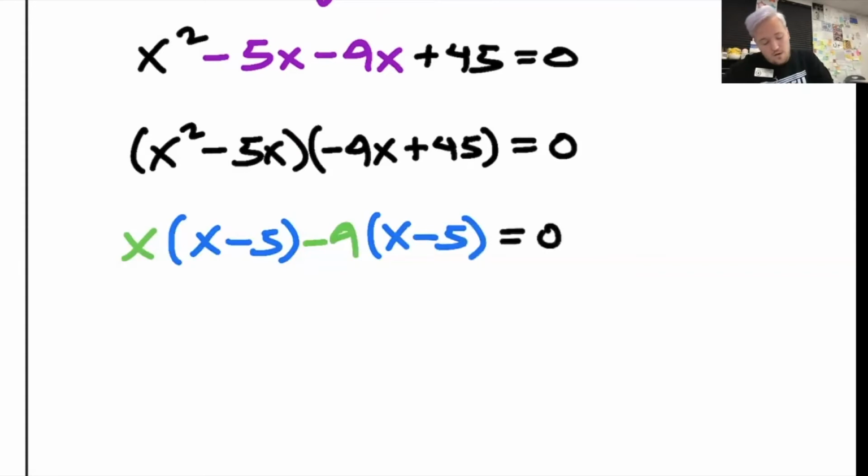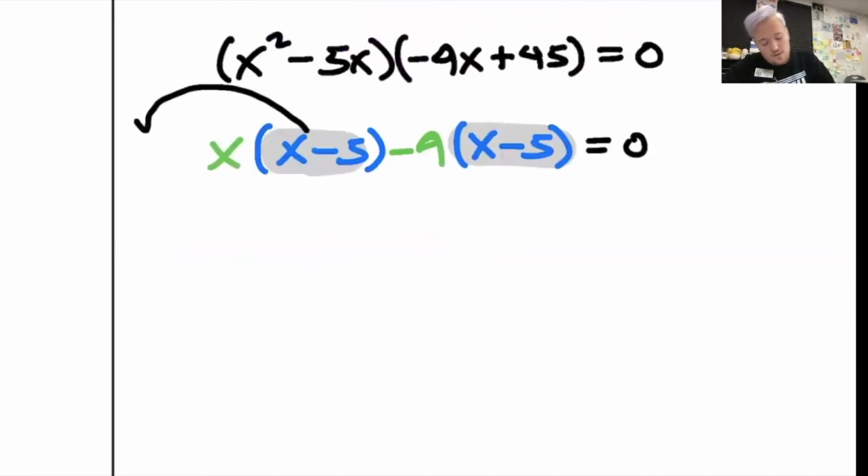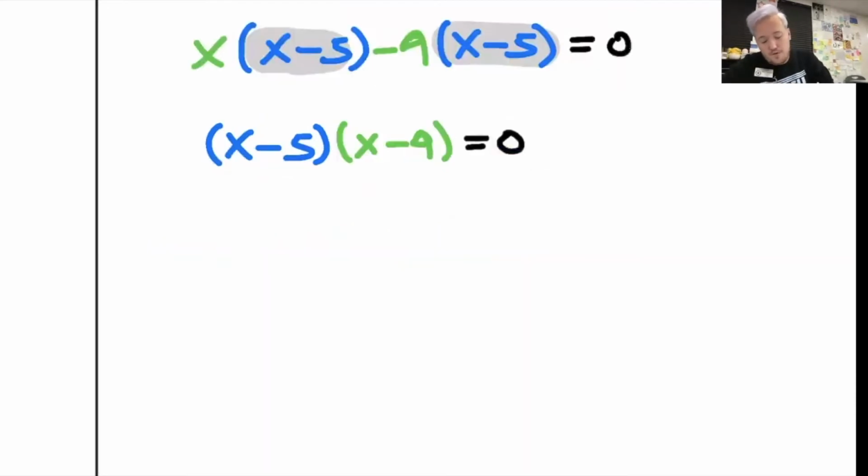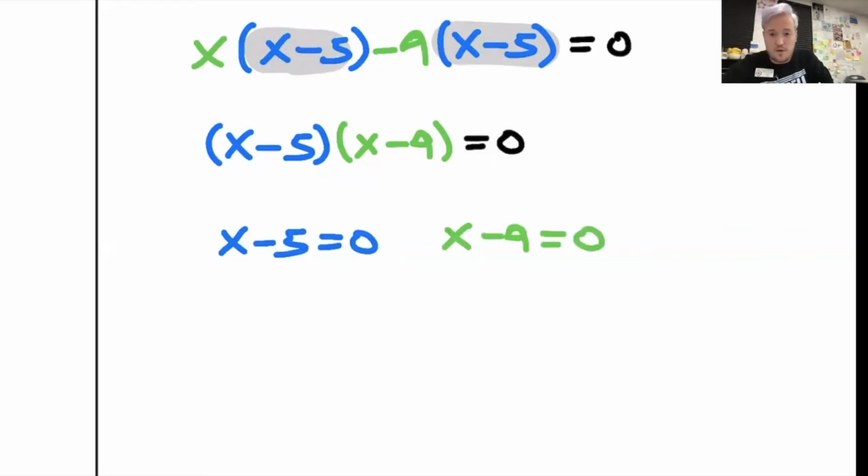So once again, your two binomials in parentheses have to be the same. So now I'm actually going to take out that binomial that they have in common. So I'm going to have x minus 5 and x minus 9, and it's going to be equal to 0. So I'm going to take both of those factors, or both of those components, and set them equal to 0. And you want to solve those for their corresponding x value.